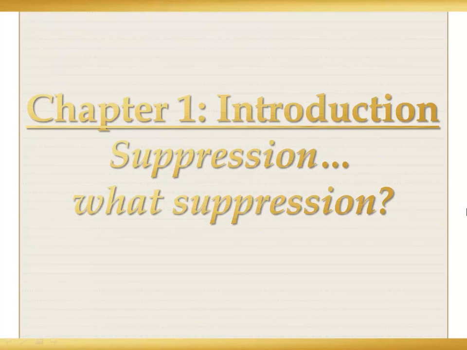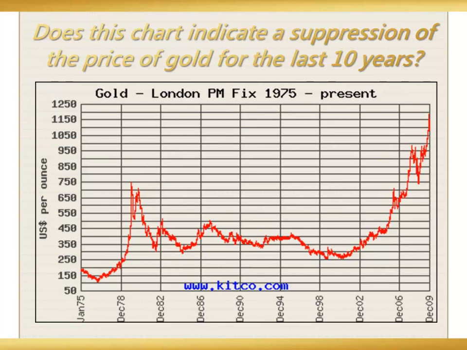Chapter 1. Suppression. What's suppression? A quick look at the historical gold chart reveals the unprecedented rise of the price of gold over the last 10 years. Today's dollar-nominated gold price weighs in at an all-time nominal high. The claim that the current price of gold is suppressed and thus undervalued seems far-fetched.